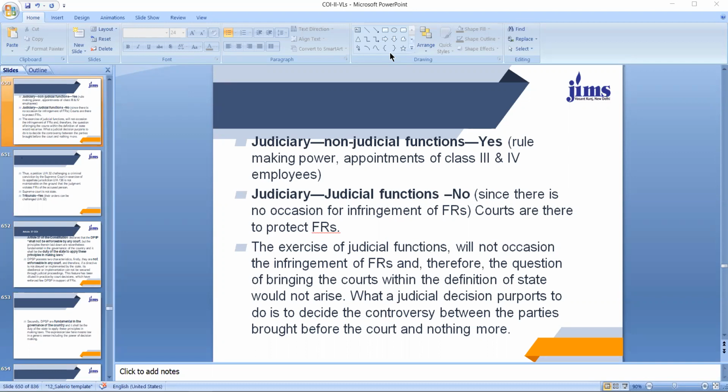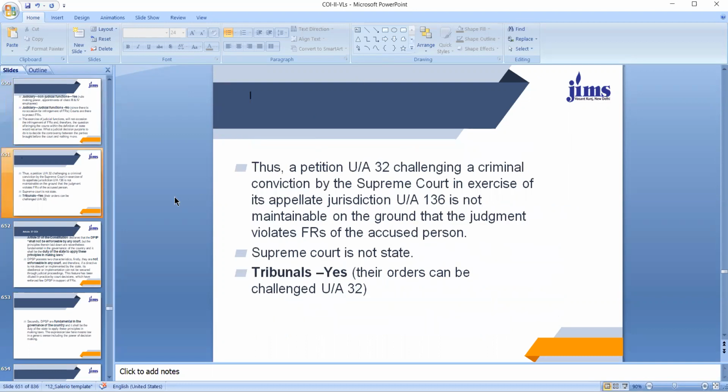Courts are not bound to implement the directive principles of state policy here. It is the job of the government, it is the job of the state. So judiciary, while performing non-judicial functions, is a state. But judiciary, while performing judicial functions, while giving judgments and orders, they are not within the definition of word state.